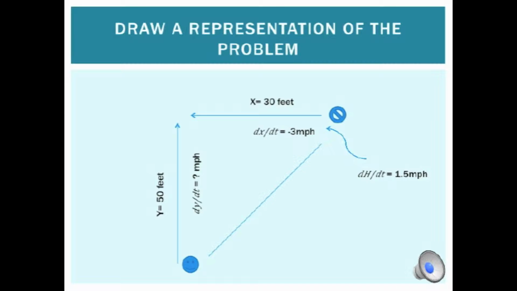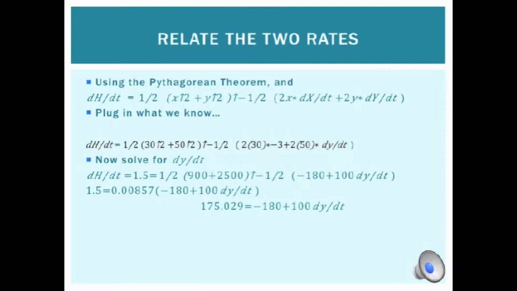dx/dt is negative 3 miles per hour. That is the rate at which Captain Calculus is moving to the left. dy/dt is the rate at which Degree Mode Man is moving towards the intersection. That is the point that needs to be found. Using the Pythagorean theorem, dh/dt equals 1/2 (x squared plus y squared) to the negative 1/2 times (2x times dx/dt plus 2y times dy/dt).